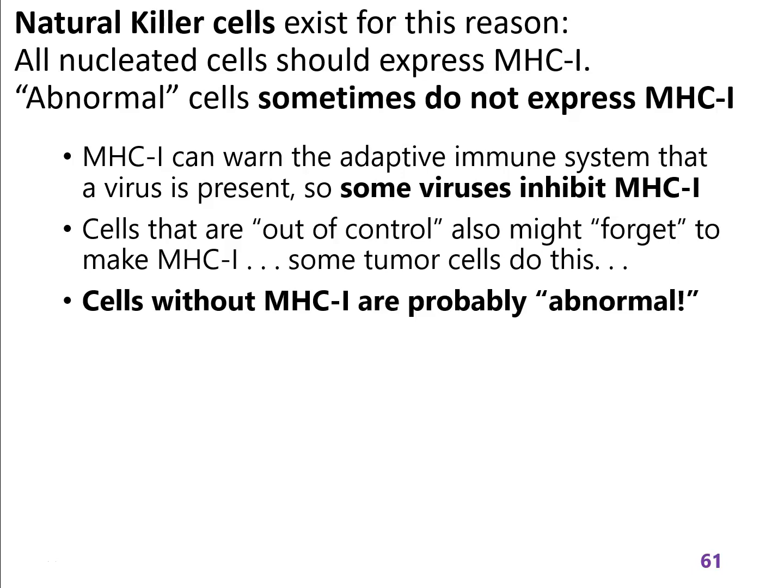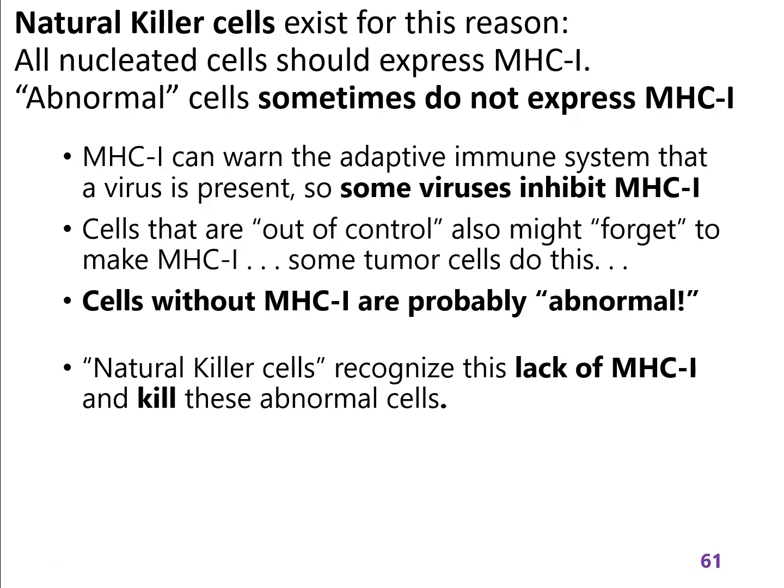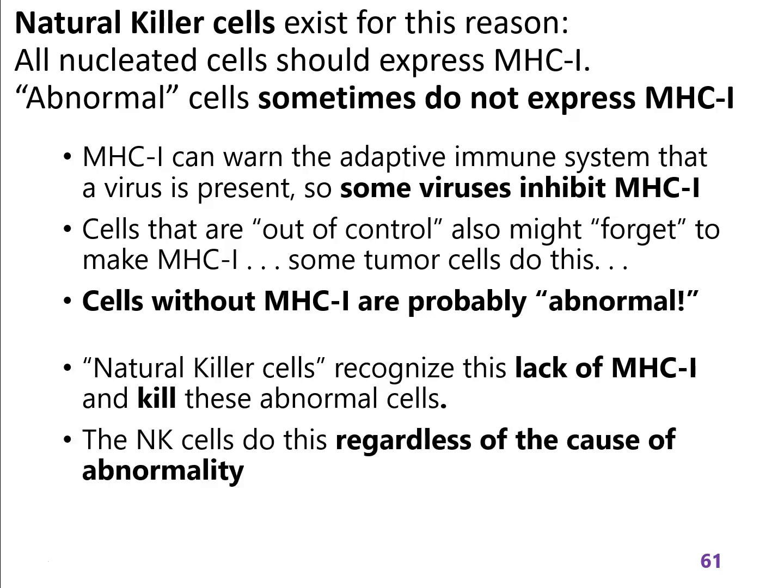And if they do this, they escape from detection by cytotoxic T cells. So any cell that is not showing MHC1 is not being seen by the adaptive immune system. So those cells are abnormal. And so natural killer cells look for that in particular. They look for cells that are not displaying MHC1 and they kill those cells. They are part of innate immunity.